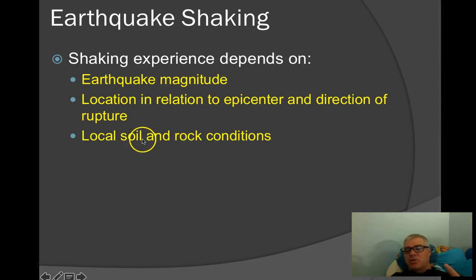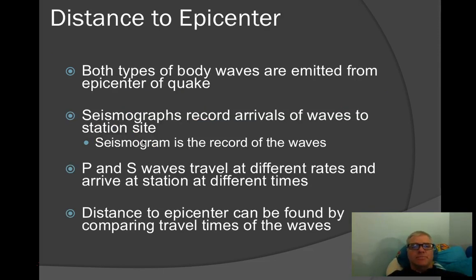And the other thing is that the local soil and rock conditions were such that it accentuated some of the shaking. And then, of course, the fact that they also had just really bad, poorly built structures and things like that is why the death toll was so high.